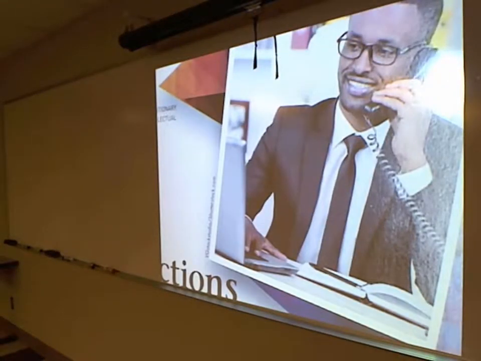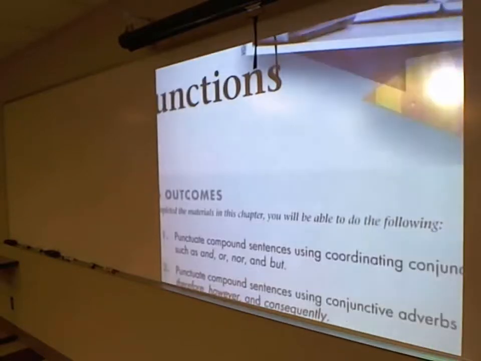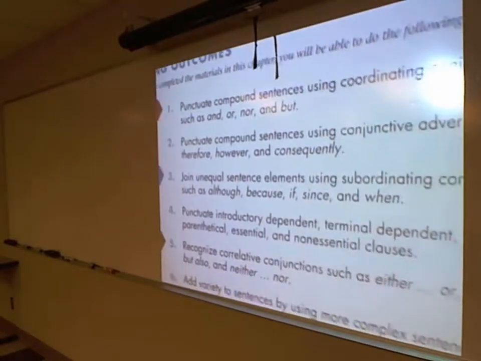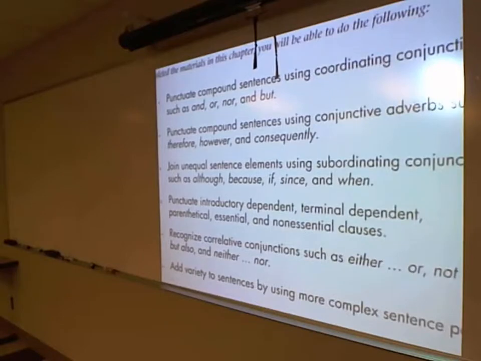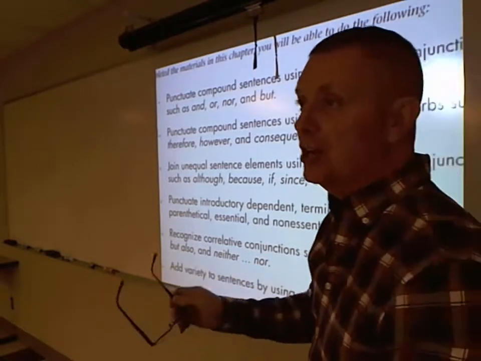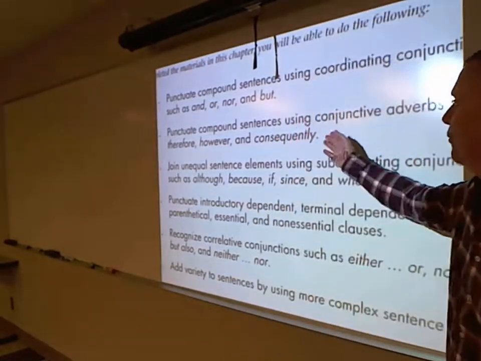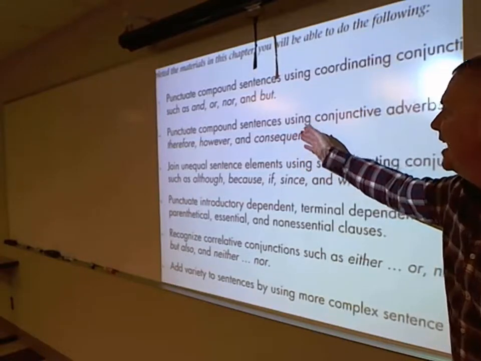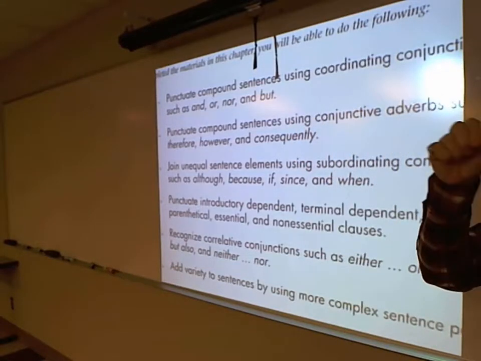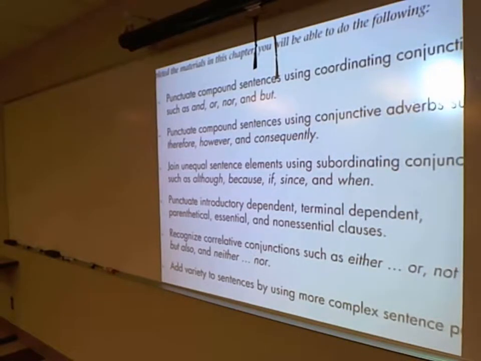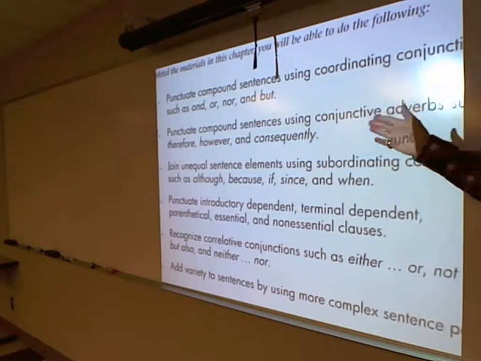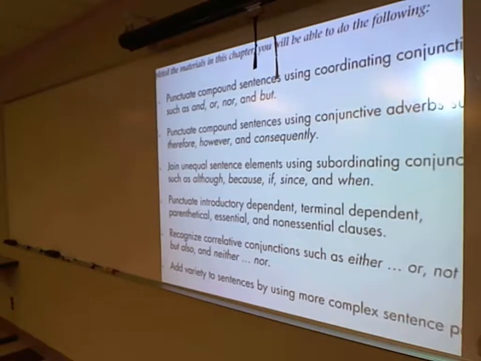Okay, today we're going to take a look at chapter 9, which is conjunctions. And we've already talked about conjunctions in the past: and, but, or, nor, for, so, and yet. And then we were going to have compound sentences that sometimes are joined by conjunctive adverbs and how to punctuate those, such as however, therefore, consequently.